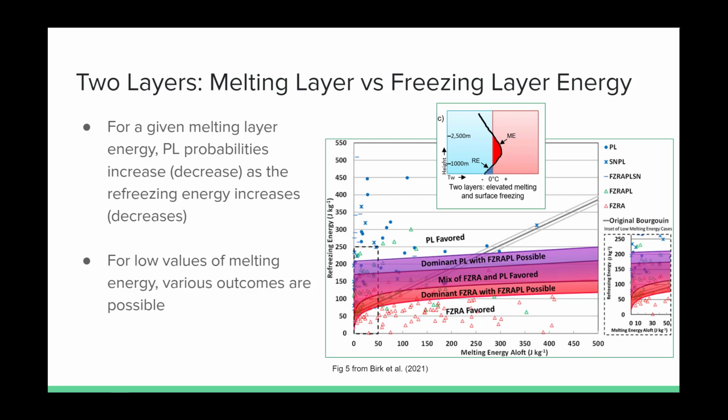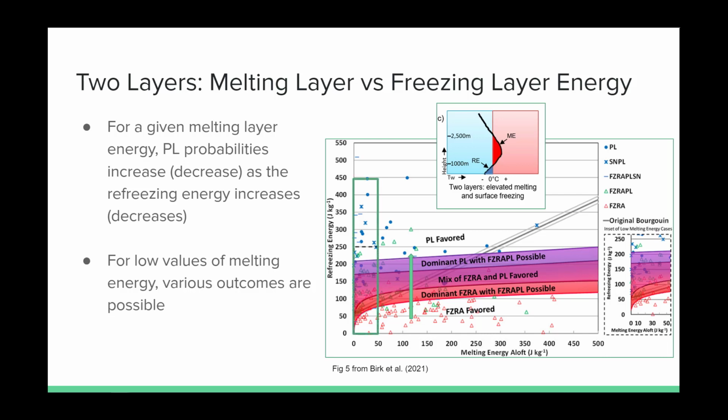The triangles in the bottom portion of the graphic show that when the melting layer dominates, freezing rain is a high probability outcome. Likewise, moving vertically, the refreeze layer increases and ice pellets become more likely, as seen by the blue filled circles on the graphic. In between those two, a mix of both freezing rain and ice pellets occurs.